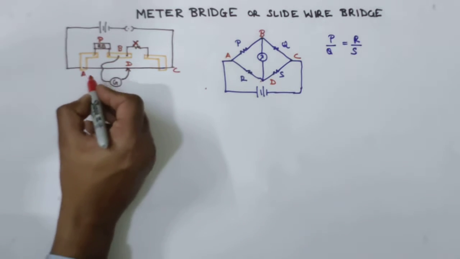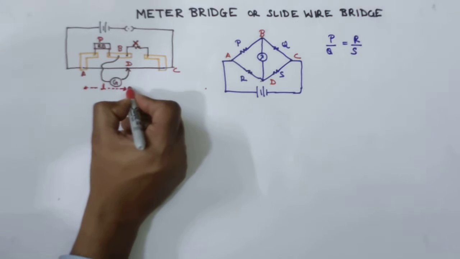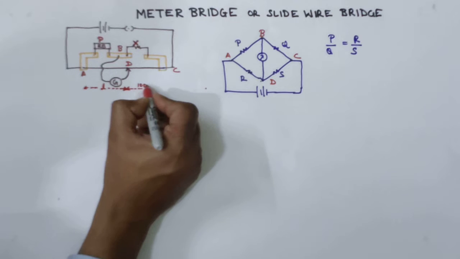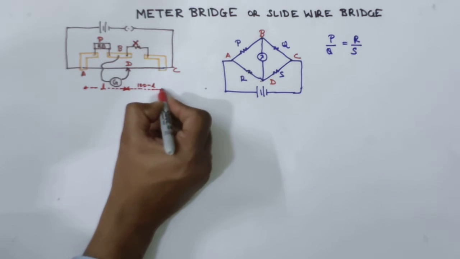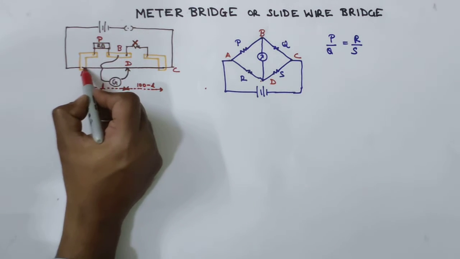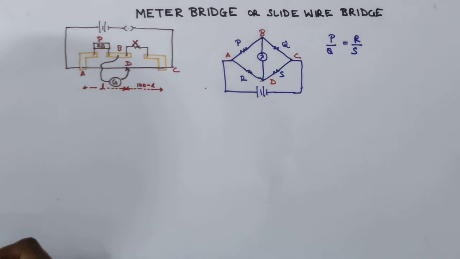Now say the length of the wire AD is given by L. Then the DC length would be 100 minus L centimeter. This entire length would be in centimeter because the meter bridge has this wire AC which is of 1 meter length, that is of 100 centimeter length.